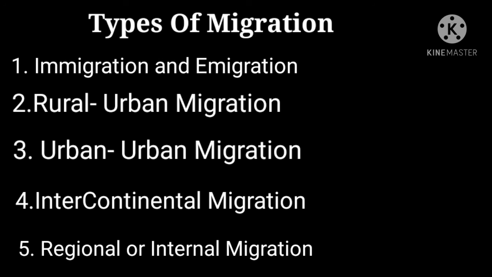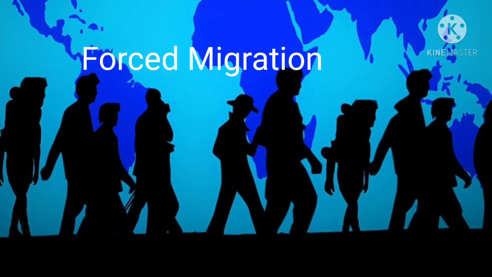That means people moving within the country itself, from one state to another state of India, like Kerala to Tamil Nadu, or from Uttar Pradesh to West Bengal. Such movement is also known as regional migration or internal migration. There are two more types of migration, that is forced migration or involuntary migration, and return migration. Forced migration is the type of migration in which the government or authorities of a place force people to migrate. They compel people to migrate to other countries.